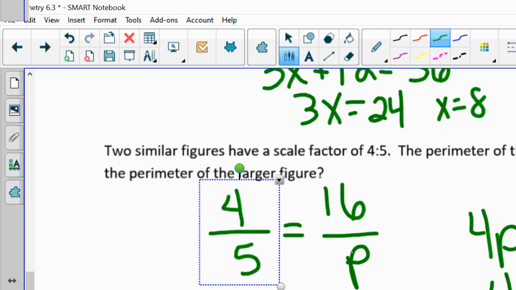All right, so that wraps up section 6.3. Your homework today is worksheet 6.3. Remember, tomorrow we're taking a quiz over 6.1, 6.2, and 6.3, along with the vocabulary bit.